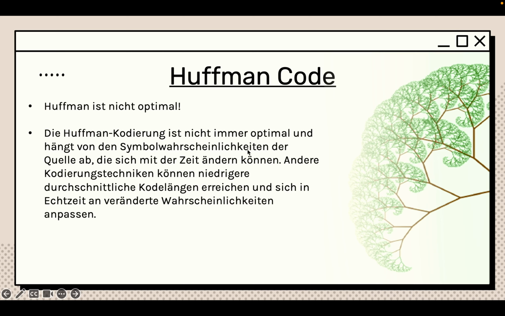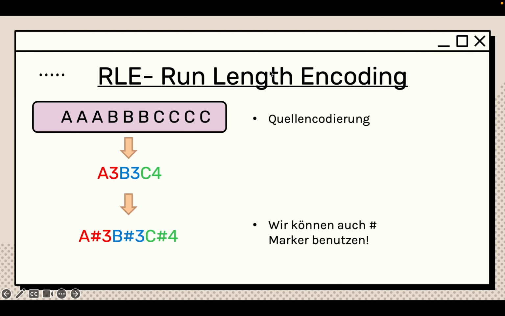So yeah, other kinds of techniques can have lower average code lengths. And it's important to note that the Huffman code is not optimal. So now we're going to go ahead and do the run length encoding.